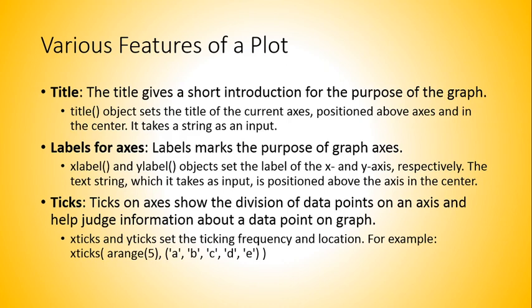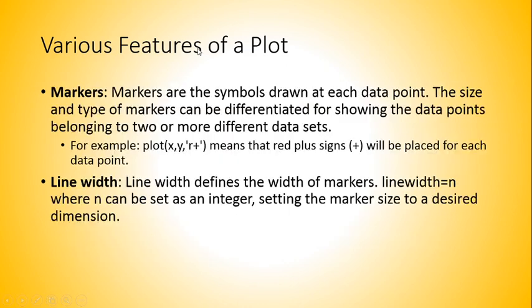Another important feature is markers. Markers are the symbols drawn at each data point. By means of the marker, the size and the type of mark can be differentiated. It is similar to the points that you can mark on the curve. In a plot function, for every pair X and Y, there is an optional third argument in the form of a string that indicates the color and line type of the plot. A list of markers is available from the matplotlib.org platform. You can go through that particular list.